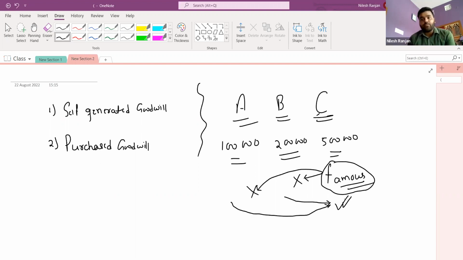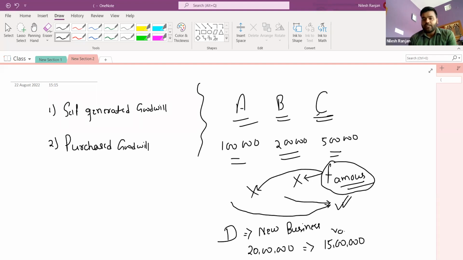But if you purchase some business, let's say D is a new business and he knows the fame of C, he knows the goodwill of C, so he purchased his business, and along with his assets and liabilities he paid 20 lakh for his business, but the value of the business of C is only 15 lakh.